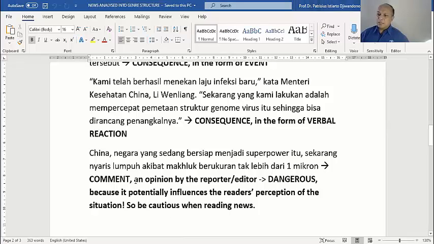Now this is the comment from the editor or from the journalist. This is not in the news. This is their opinion. This is their way of influencing your perception toward China. Now be careful here because I said this is dangerous. Why dangerous? Because it potentially influences your perception of the situation. When you read this, you might have an opinion toward the Chinese government.